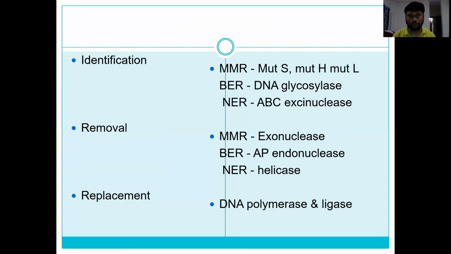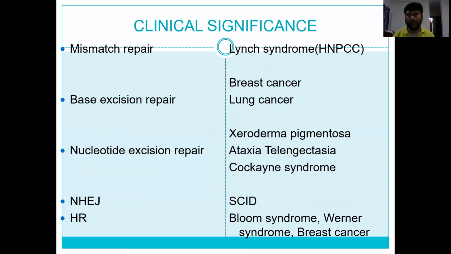Next, finally, what you should know is the diseases caused due to defects in the various repair mechanisms. Defects in mismatch repair can lead to Lynch syndrome. Defective base excision repair can lead to breast cancer and lung cancers. Defective nucleotide excision repair will cause xeroderma pigmentosa, Cockayne syndrome, and ataxia telangiectasia. And finally, defects in double strand break repair can lead to severe combined immunodeficiency, Bloom syndrome, Werner's syndrome, and also increase the susceptibility to various breast cancers. So that's it about DNA repair mechanisms.